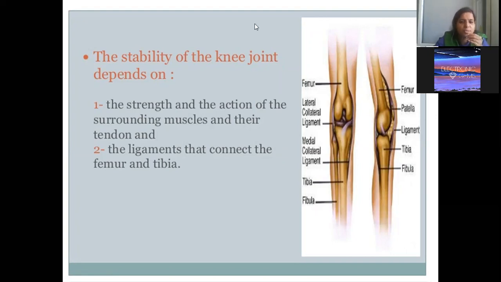Very good. So the strength is all because of the action of the surrounding muscles and their tendons. Do you remember what the guy ropes are? Gracilis, semitendinosus, and semimembranosus. Sartorius, gracilis, and semitendinosus. Each muscle is coming from each compartment. Anterior compartment, sartorius. Medial compartment, gracilis. Posterior compartment, semitendinosus. Like that you remember.